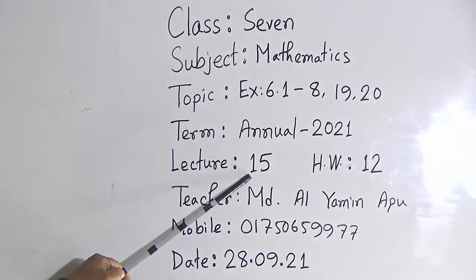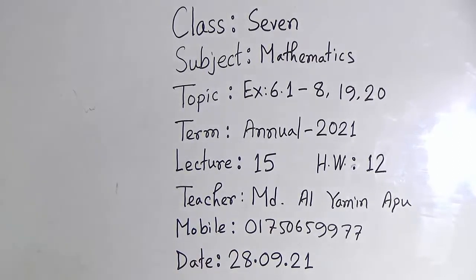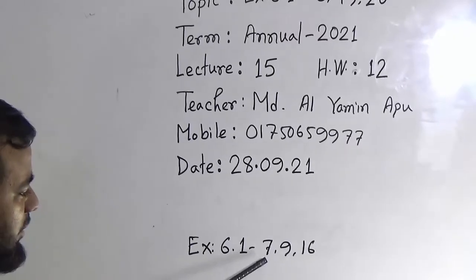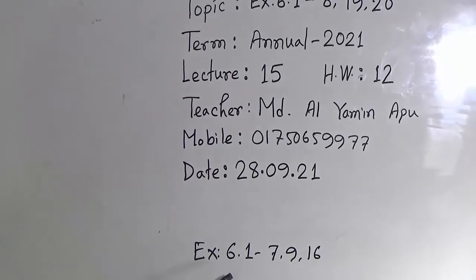Your lecture number is 15 for the annual term examination. You have a homework. Your homework number is 12. And as a homework, you need to solve questions number 7, 9 and 16 from exercise 6.1.